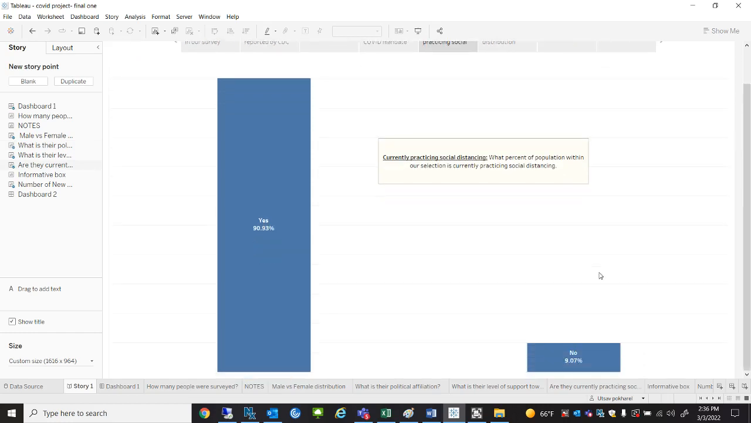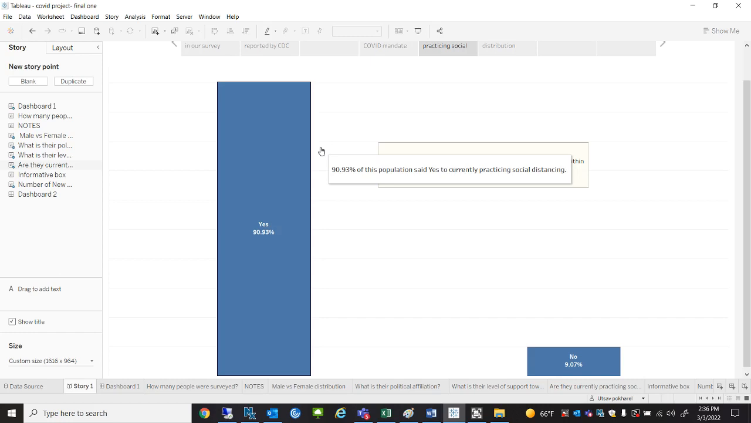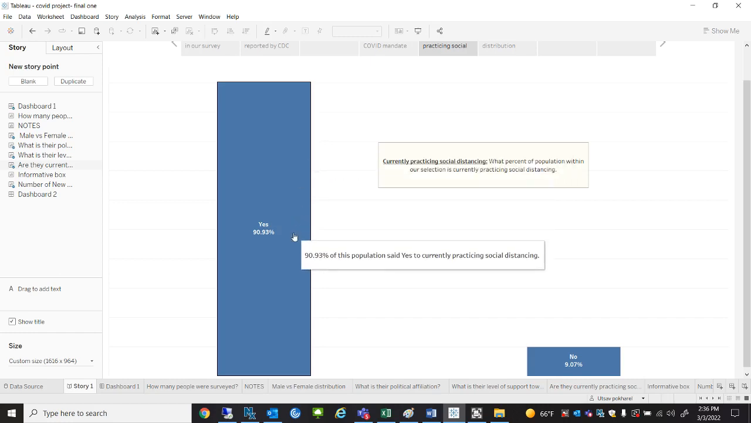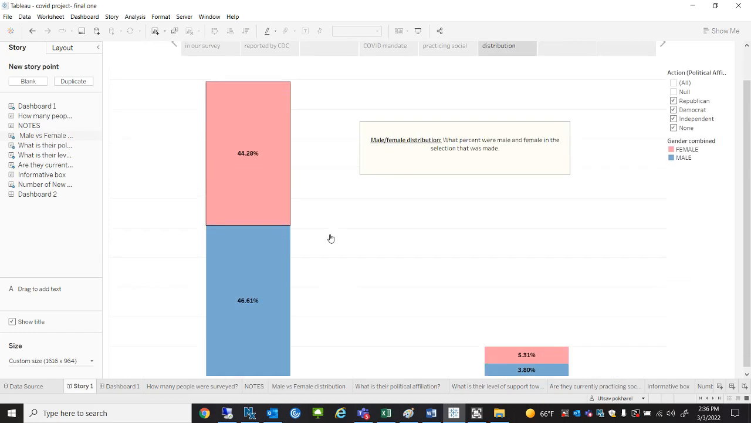And then the next thing I did was I plotted how many people were actually practicing social distancing during that time. Yes, people said they did support it, but were they actually practicing social distancing? On the initial wave one, I saw 90% of people were practicing social distancing, and only 9% did not. And I even looked at the gender distribution of those who supported quarantine. So 44% females, 46% males.